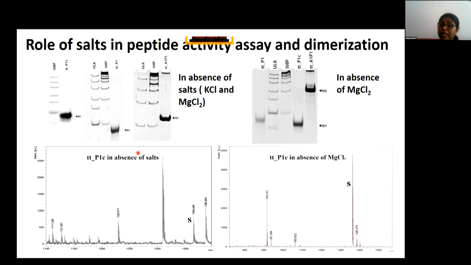And also, in absence of salts or in absence of magnesium chloride but in presence of potassium chloride, we do not see peptide bond formation in any of the constructs that were earlier forming peptide bond. This further confirms that the formation of a dimer, or formation of the pocket, is necessary for peptide bond formation.